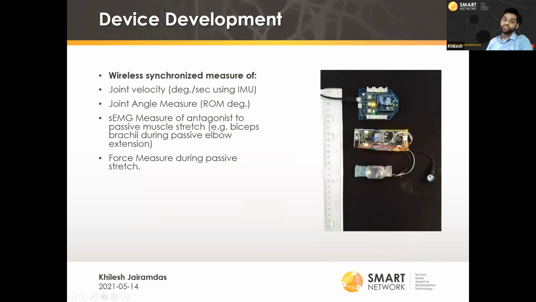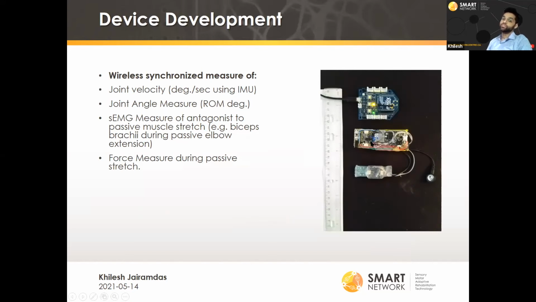But just so you guys can see, at the very top here, this is the receiver module. It plugs in via USB to the clinician's computer. It receives data from the bottom device here. The middle one is the transmitter board. The small piece here is one of the IMUs and the EMG sensor, and the other IMU and force sensor are also integrated in the middle piece here.